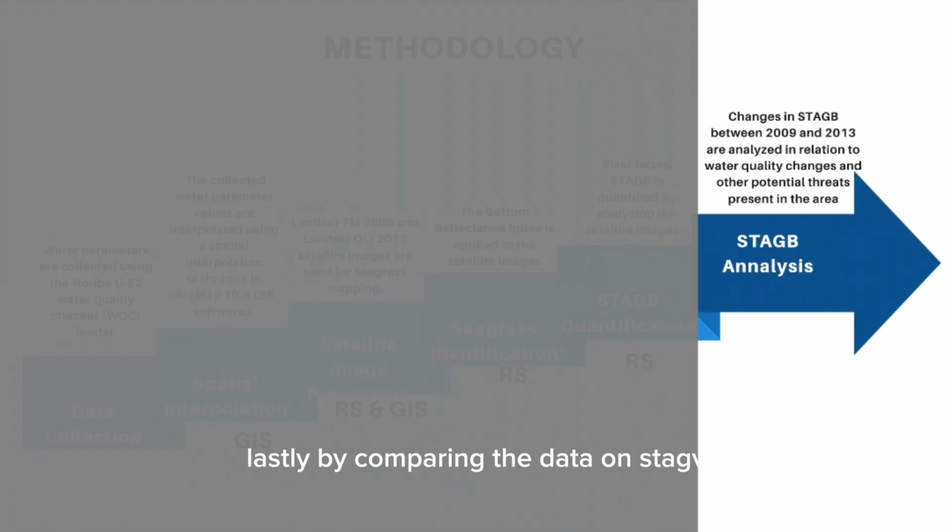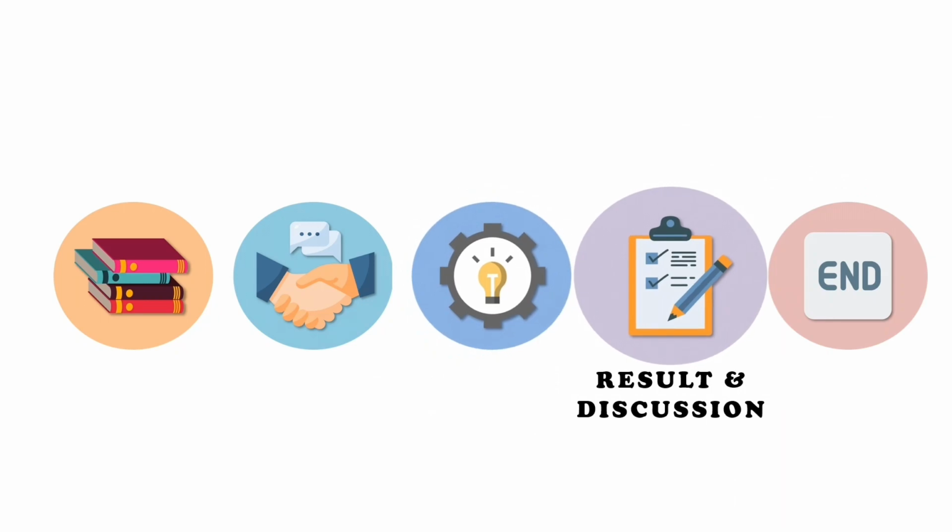Lastly, by comparing the data on STAGB and water quality parameters from the 2 different time periods, 2009 and 2013, patterns and trends can be identified. The analysis of STAGB focuses on investigating the changes in STAGB in relation to water quality changes and other potential threats in the Merambong area.